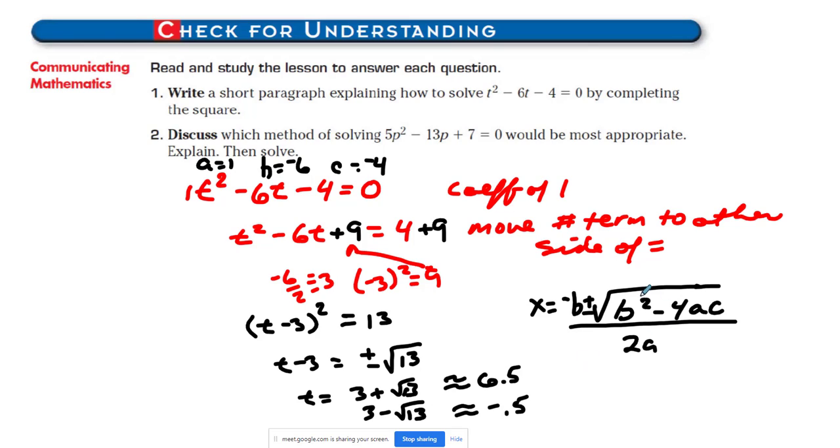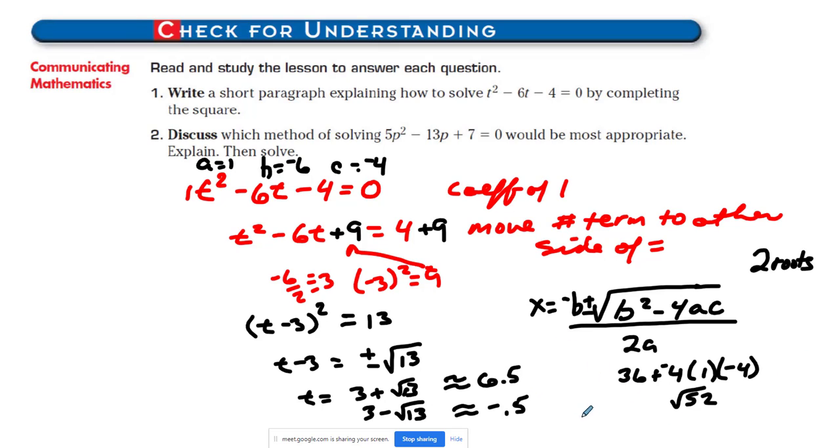So negative 6 times negative 6 is 36. Take away 4 times a, which is 1, times c, which is a negative 4. You've got to be careful on this part. A negative 4 times a negative 4 is a positive 16. And a positive 16 with a 36 gives me 52. So inside this square root, we have the square root of 52. The important thing is this is a positive number. That means we're going to have two roots, and we can continue on with the quadratic formula.